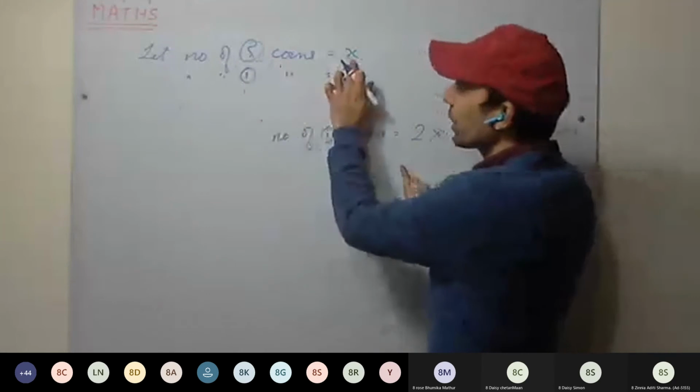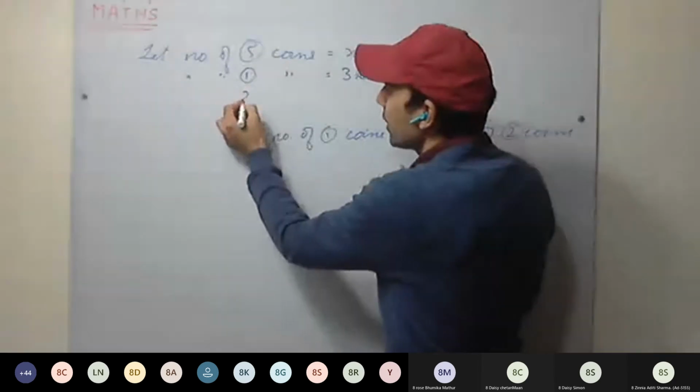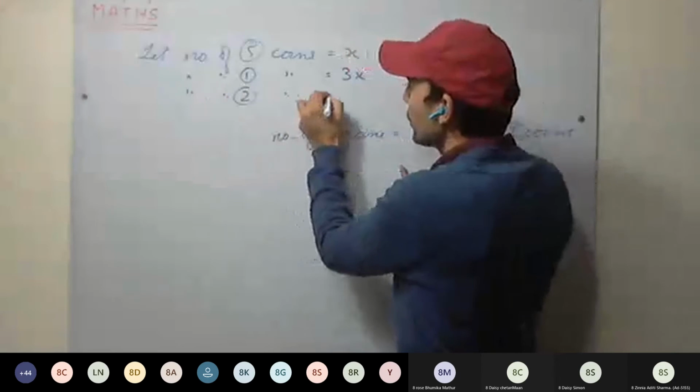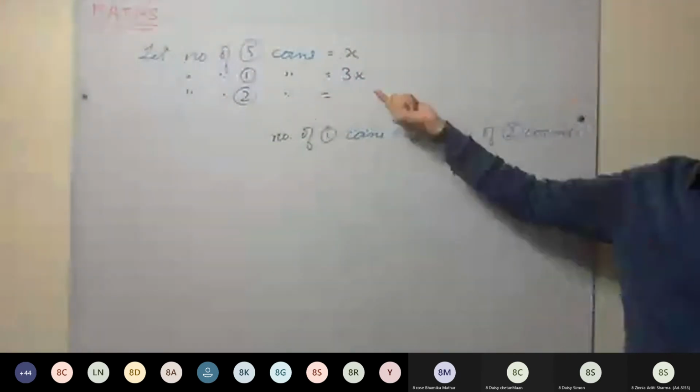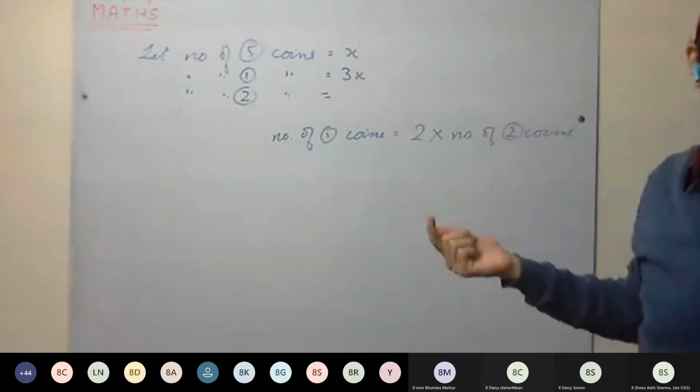So we have got 5 rupee coins as x and 1 rupee coins as 3x. But the number of 2 rupee coins we do not know. So we have to find the number of 2 rupee coins first.